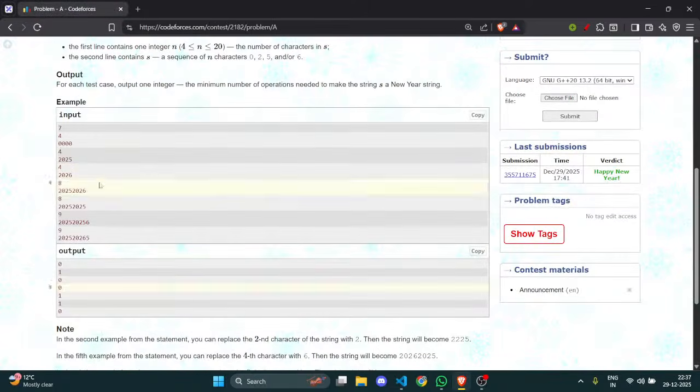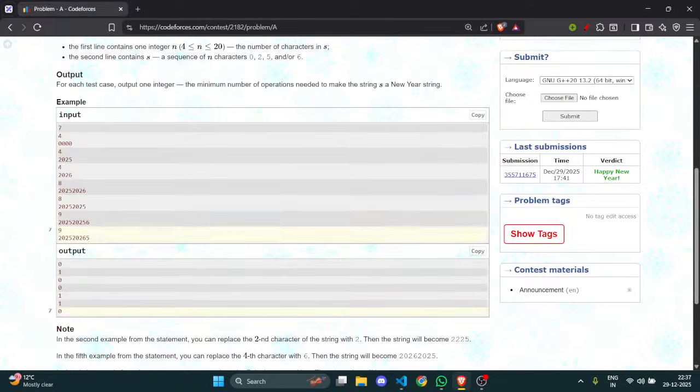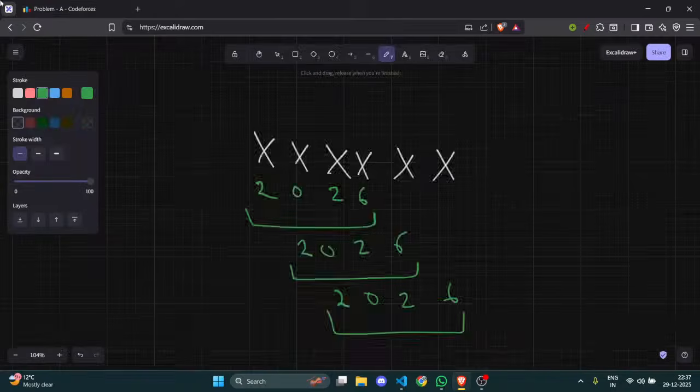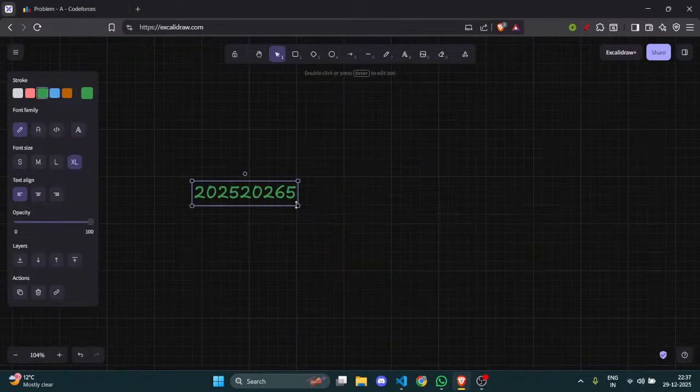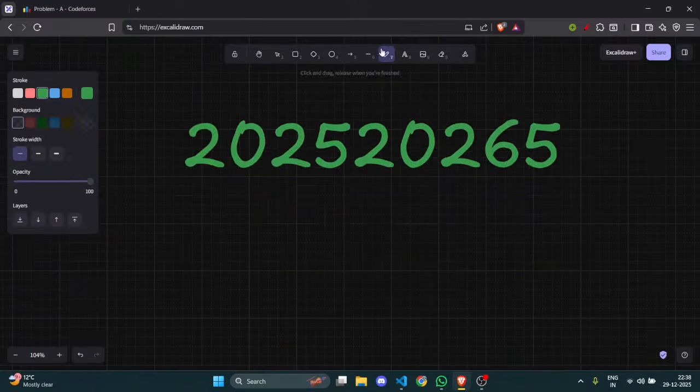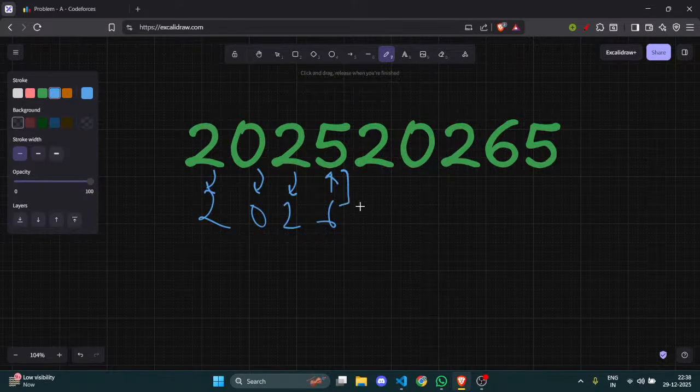So for example, let's take a string like this. In this I can try to make this 2026. How many operations do I require? Only one operation, because this is the same, this is the same, this is the same. Only this needs to be changed. So one operation.